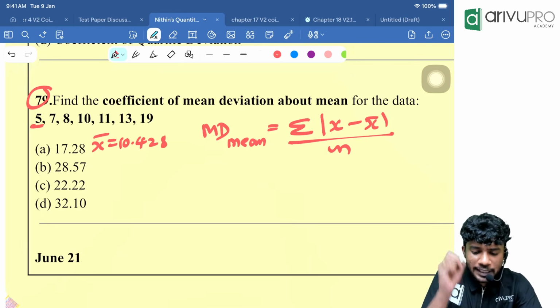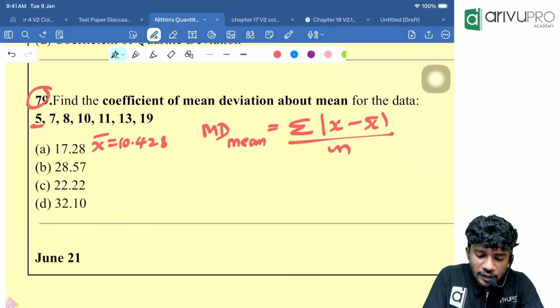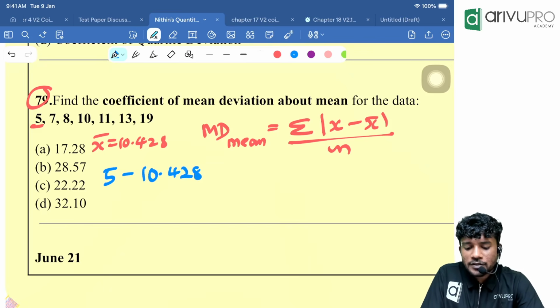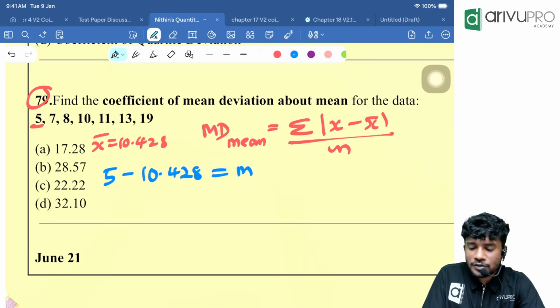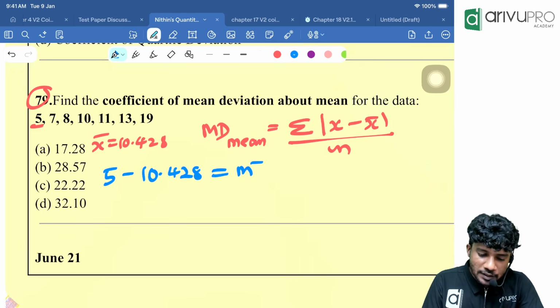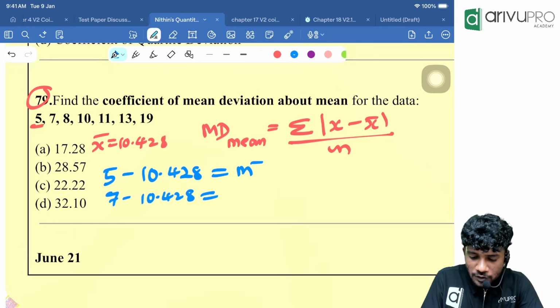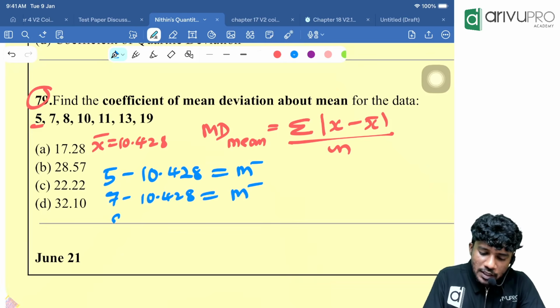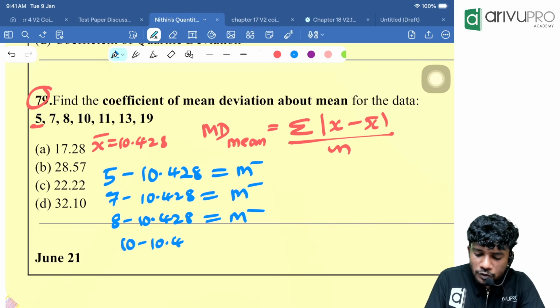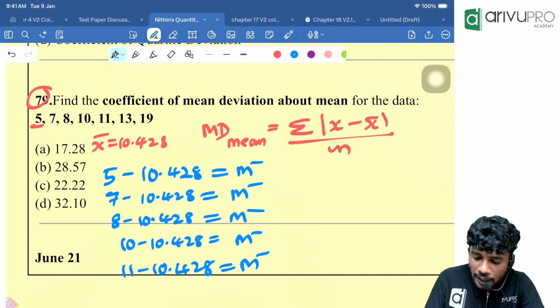How to do it? Take your calculator. 5 minus 10.428. M plus or M minus? It is a negative value, so M minus. Then 7 minus 10.428 is a negative value, M minus. 8 minus 10.428 negative value, M minus. 10 minus 10.428 negative value, M minus. 11 minus 10.428 positive value, M plus.